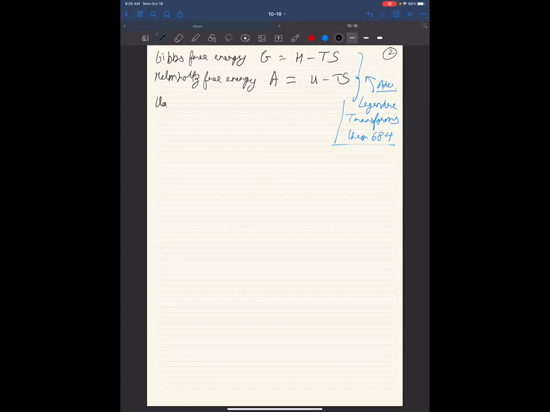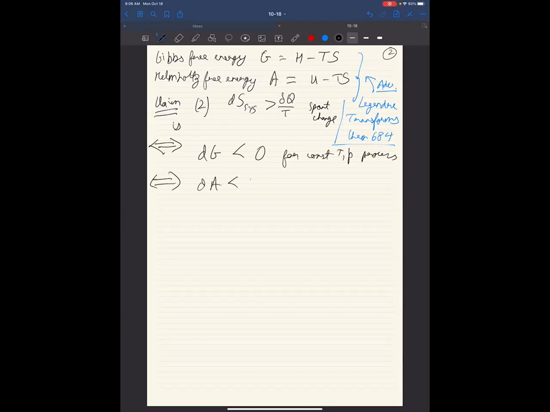The claim that we are going to prove today is that equation 2, which is that dS system is more than delta Q by temperature for spontaneous change, is equivalent to saying that dG is less than 0 for a constant temperature and pressure process, and it is equivalent to saying that dA is less than 0 for a constant temperature and volume process. That's what we are going to prove.